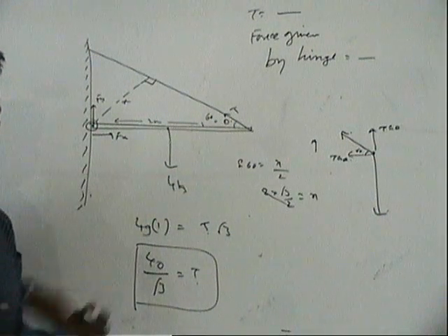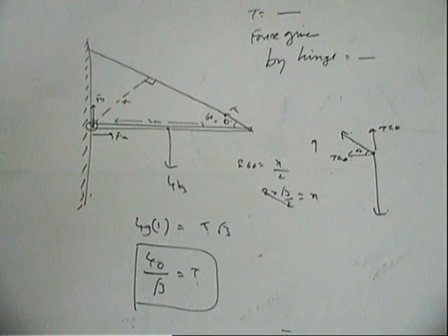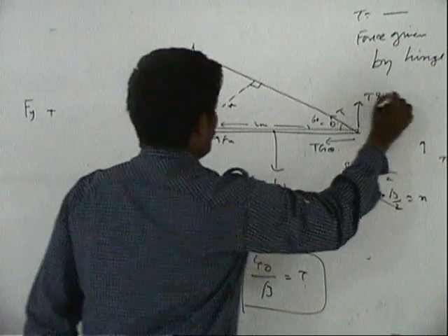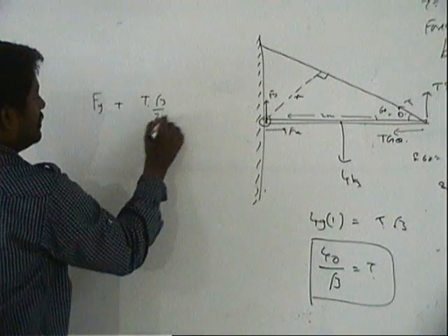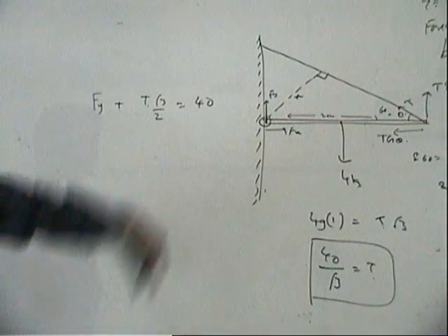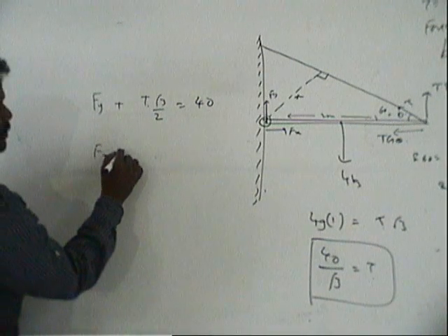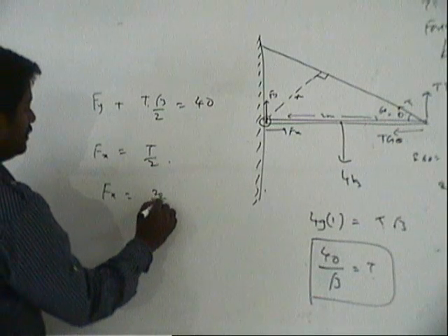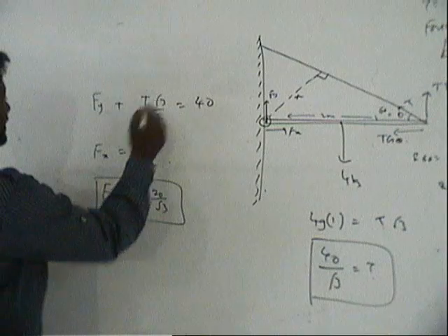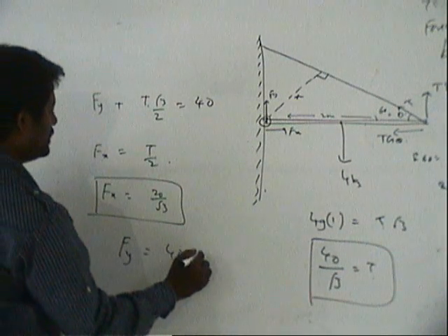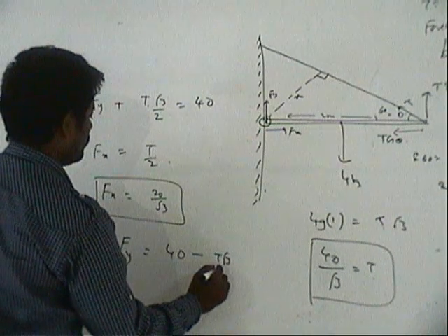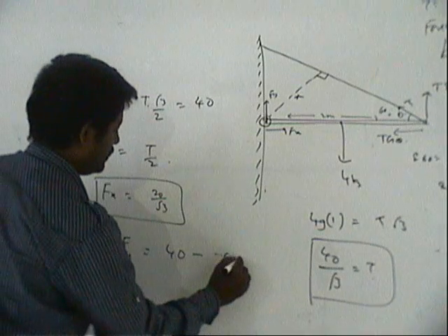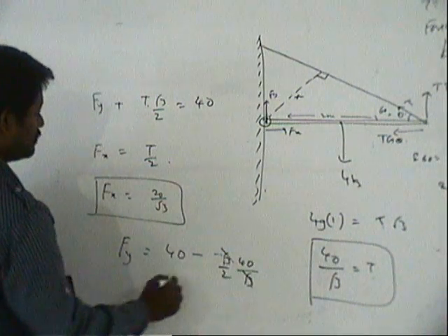And once you get T, it is very simple: upward forces equal downward forces, so Fy plus T sin theta equals mg, that is 40. T sin theta, sin 60. And Fx equals T cos theta, that is T by 2. Therefore, you have Fx as T by 2. Now to get Fy, Fy is 40 minus T root 3 by 2, where T is nothing but 40 by root 3. Therefore, you have 40 minus 20, that is 20.